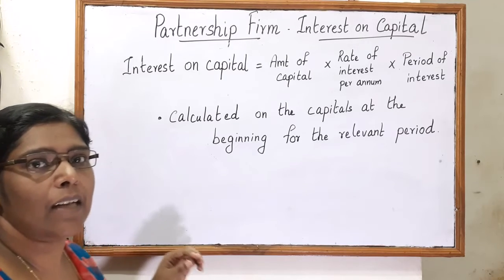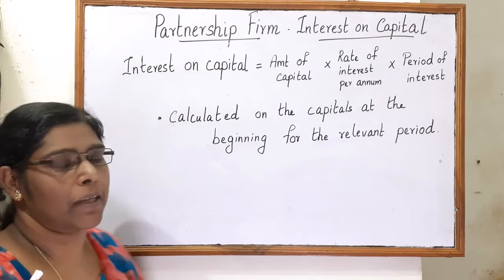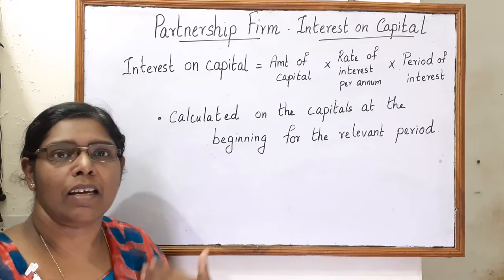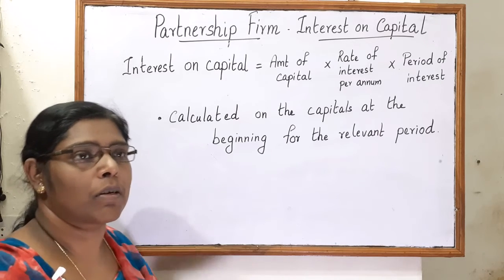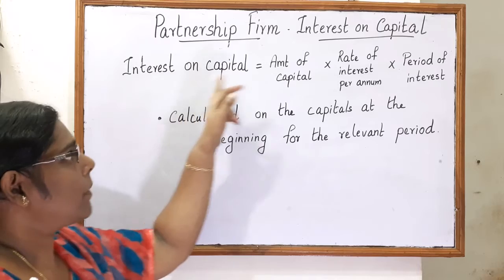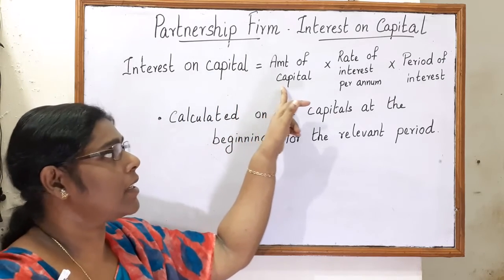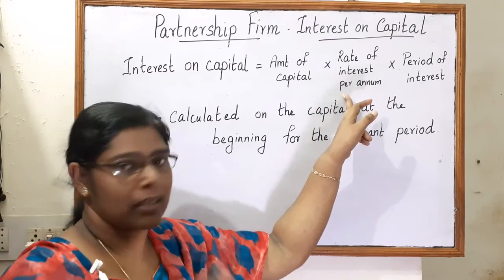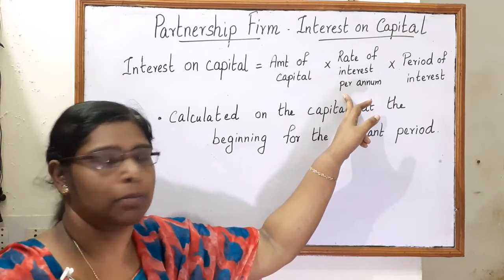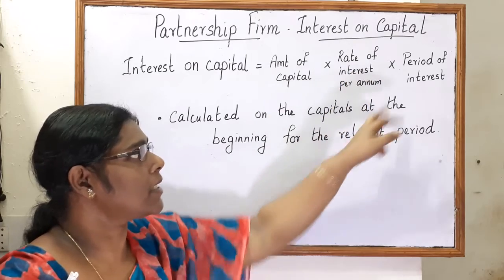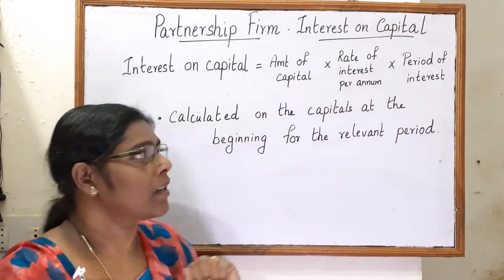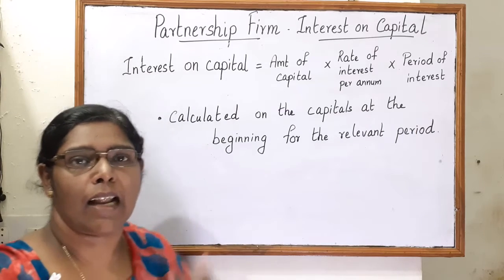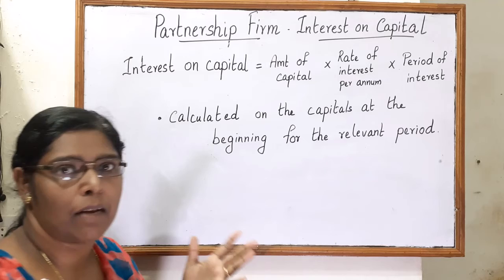Let's see the calculation of interest on capital. I'll give you a small formula so that it will be easy for us to do the problem. Interest on capital is equal to amount of capital into rate of interest per annum. That is, for a year we'll have an interest, say 6% per annum. So we'll put 6% into period of interest. What do we mean by period of interest? Normally interest on capital is calculated for a year, that is for 12 months.